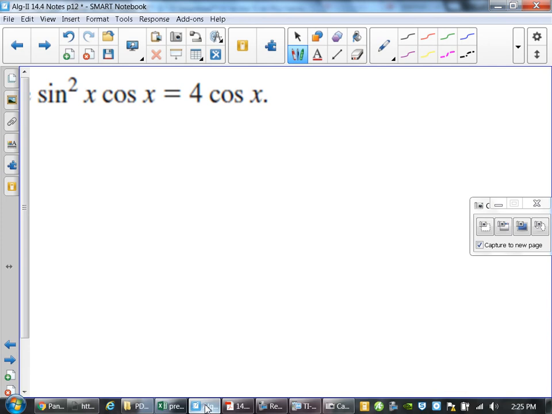Sine squared x times cosine x equals 4 cosine. Once again, we're going to set it up in such a way to get one side equal to 0.